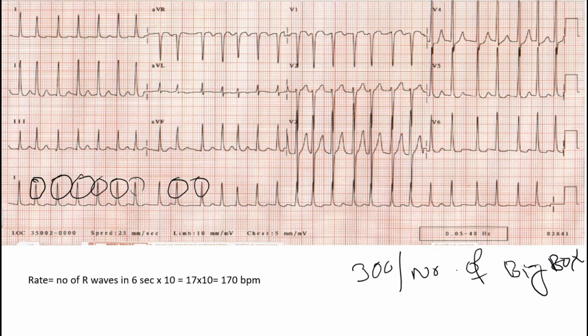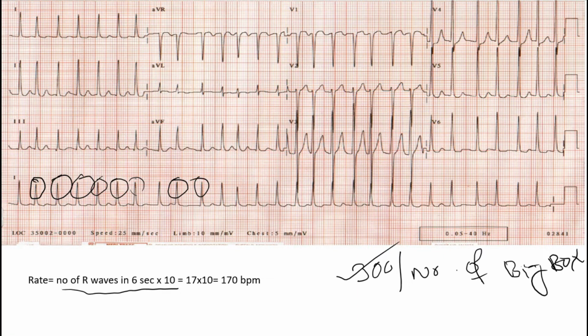Then we calculate the heart rate, which in this example would be 150, but as this is an irregular rhythm, we cannot calculate the rate by this formula. In an irregular rhythm we use the formula: number of R waves in 6 seconds multiplied by 10.